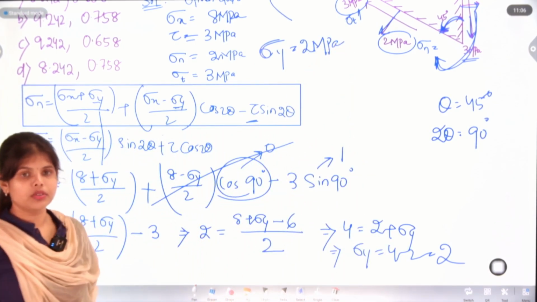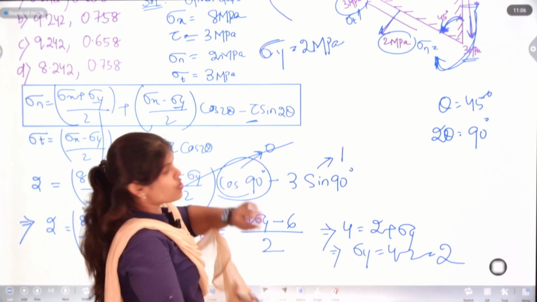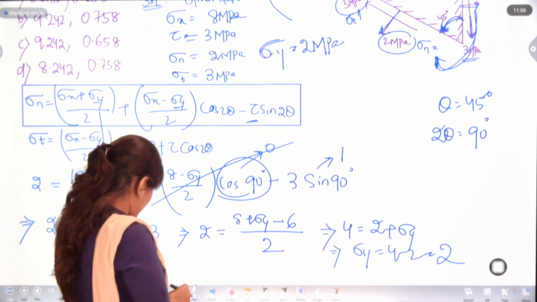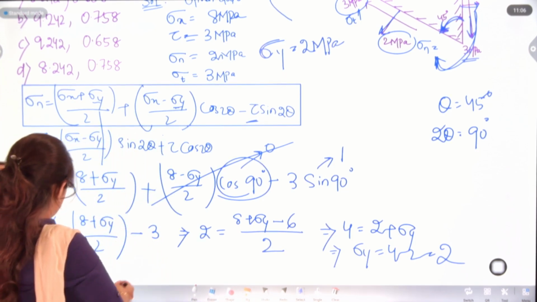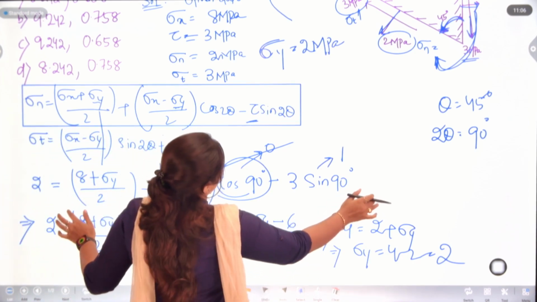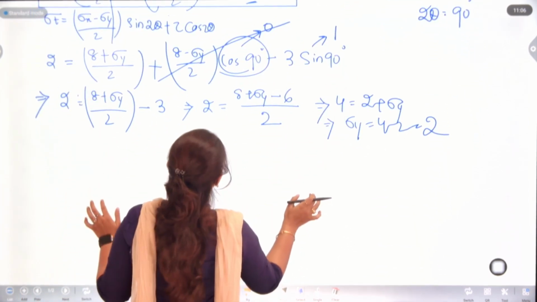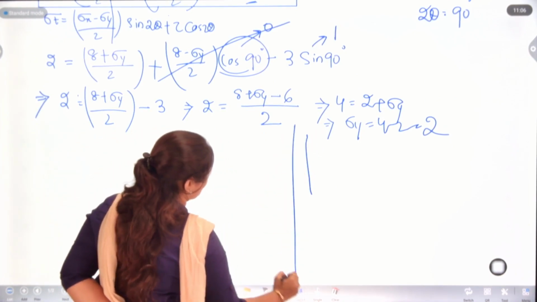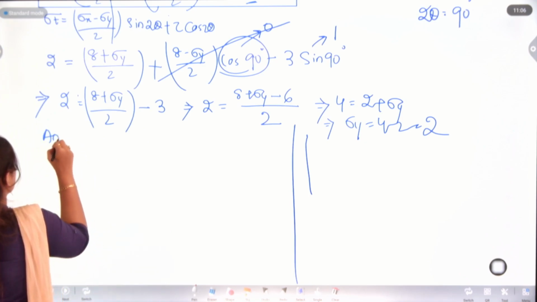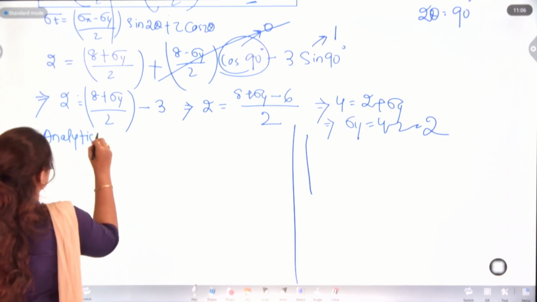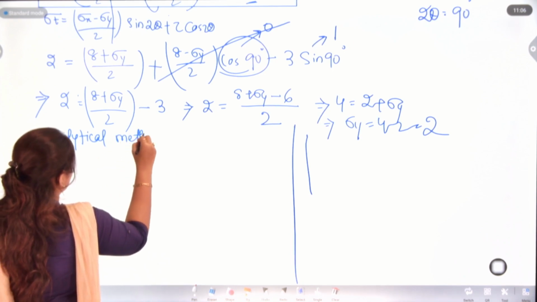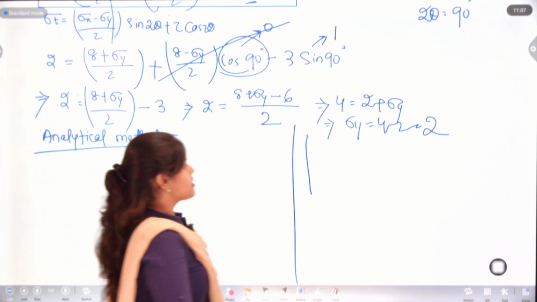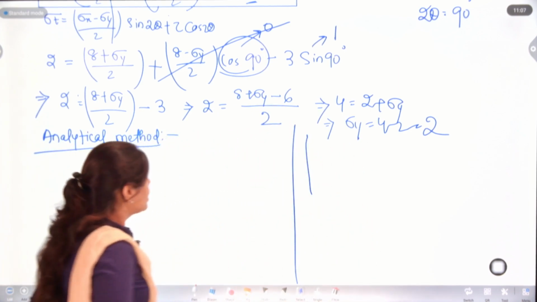Now, what can we do? We can draw the Mohr circle to find out sigma major and minor. Also, we can use the formula. I will solve those things in two ways. First, we will use the analytical method, then we will solve by using the graphical method. Now we have all the data. First, we will solve by the analytical method.